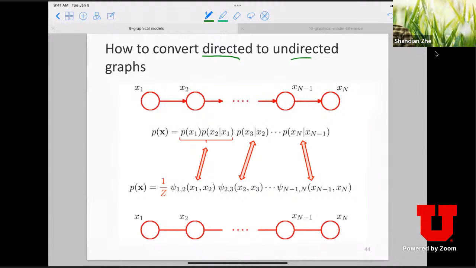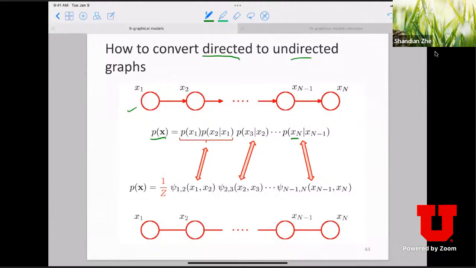So we can look at this chain model, as in our previous example. From this Bayesian network, our joint distribution is written as P of x1 times the conditional probability of x2 given x1, then the conditional probability of x3 given x2, and so on, until the conditional probability of xN given xN minus 1. So if we want to convert it to an undirected graph, first of all, we just look at which variables are coupled.